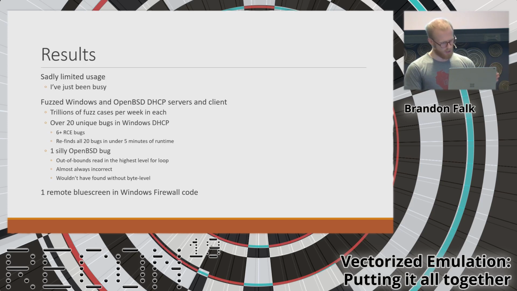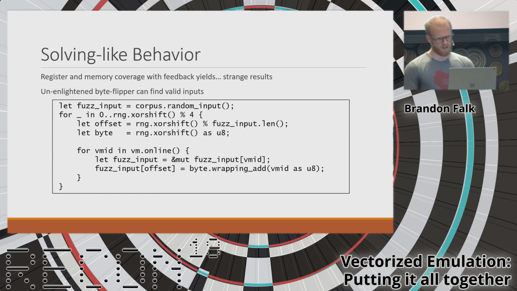So hopefully in this next year, I'll actually use this tool a little bit more, and I'll write some blogs about using it on real targets, or maybe do a live stream. So what's interesting is with this register and memory coverage, you're able to get really, really cool feedback.